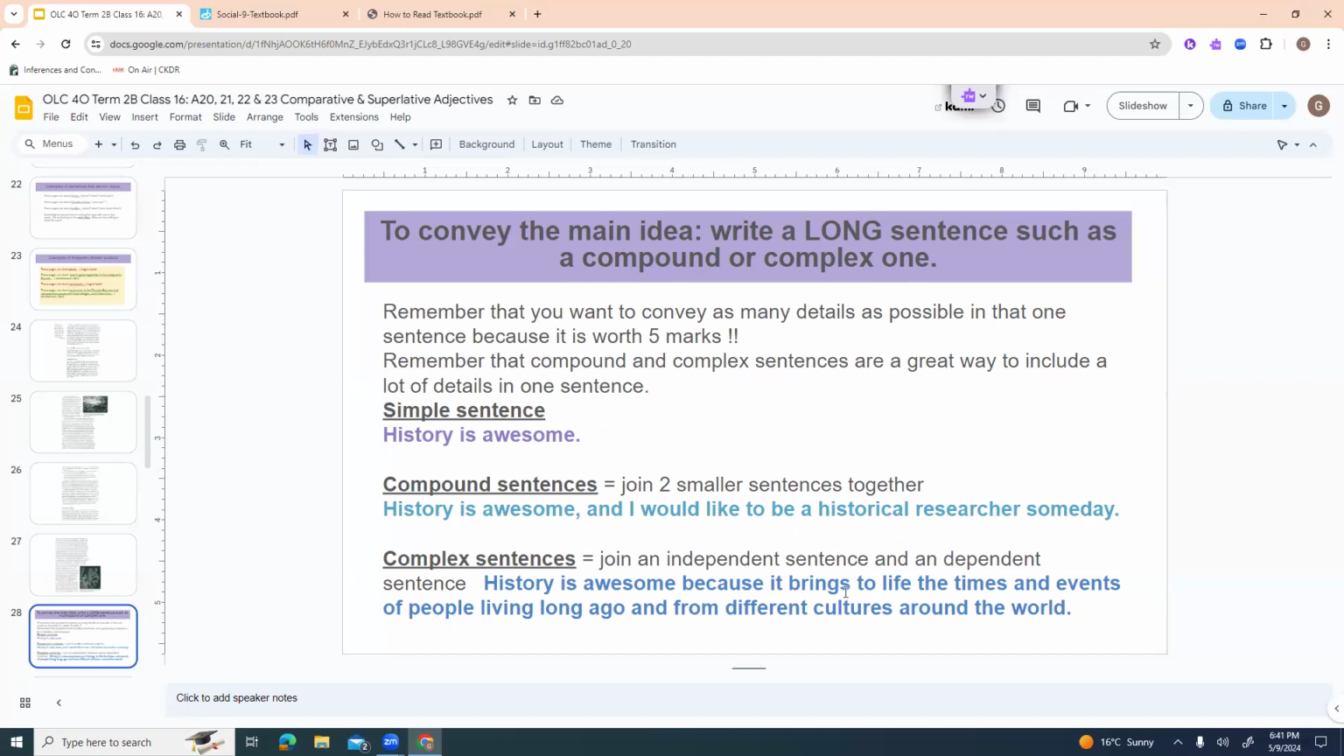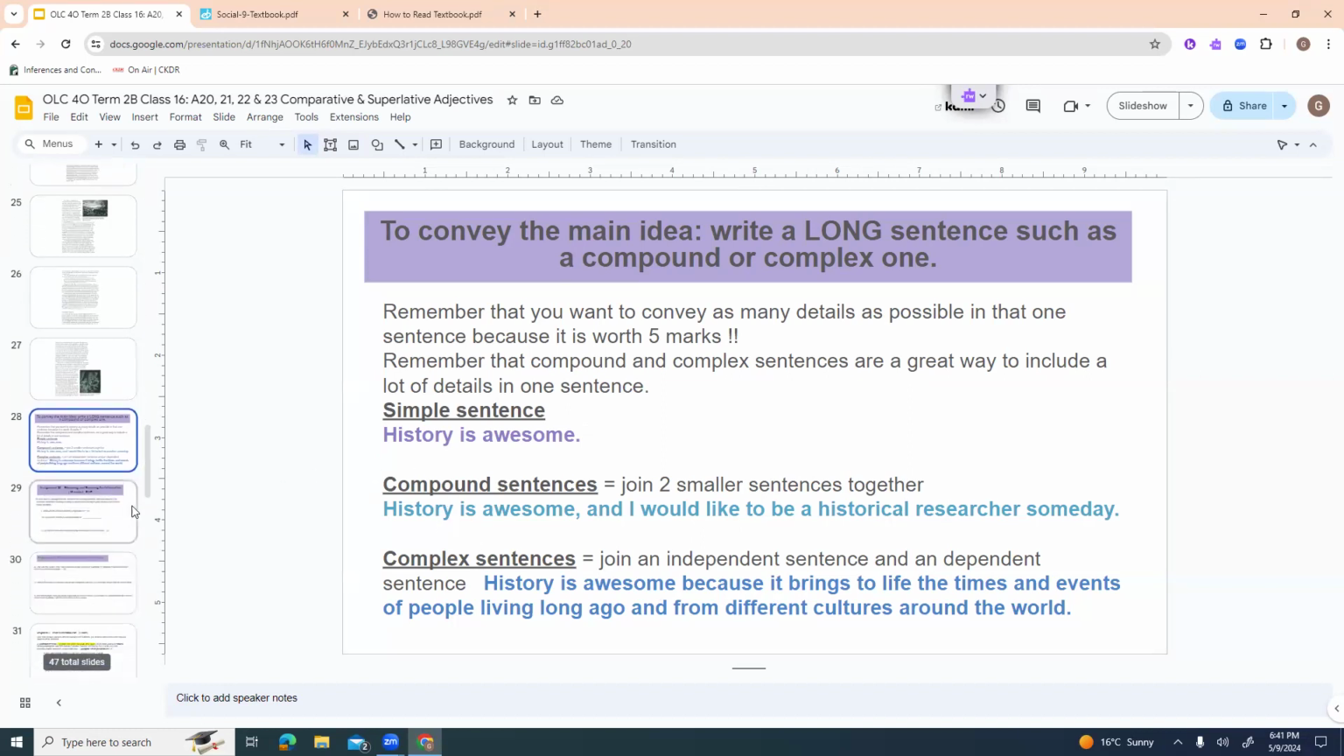"History is awesome because it brings to life the times and events of people living long ago and from different cultures around the world." See, it's still one sentence, but my goodness, this last one gives me so much more information than this first sentence. So this kind of sentence is what I'm looking for when I say write one sentence that's worth 5 marks. Okay, does that help? Make sense?